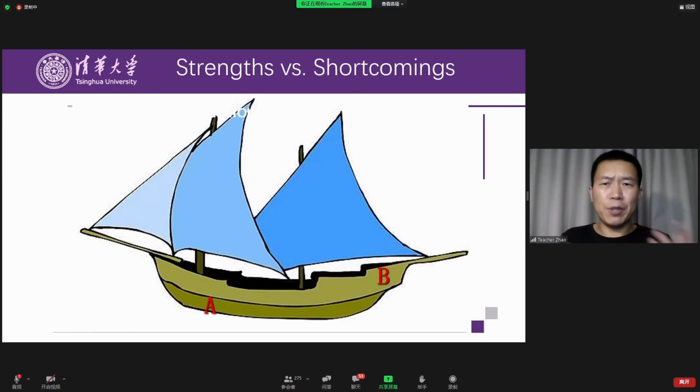If it's a serious shortcoming, that is like a hole in a boat. This hole, a serious problem, is at the bottom of the boat. So, for example, if you are a drug addict, this is like a hole at the place A here. You have to fix it. But if you fixed all these serious problems, or you don't have these serious problems, you have some small shortcomings.